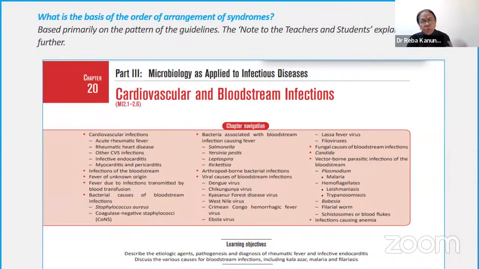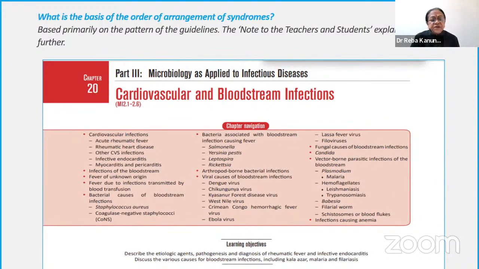But then again, it is open to the faculty to choose whichever chapter they feel. If they want to follow the CBME, the NMC guidelines, then they can teach the cardiovascular chapter first, then go on to the gastrointestinal chapter after that, and so on. Whereas the book has this kind of a flow.